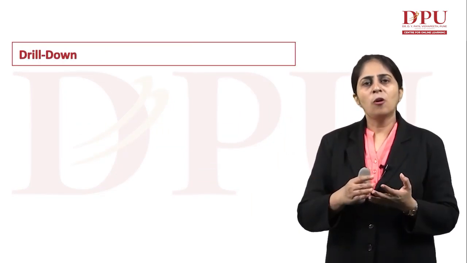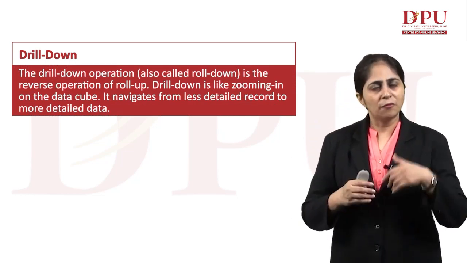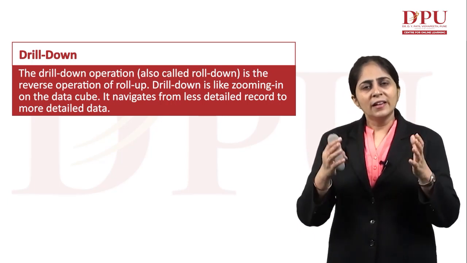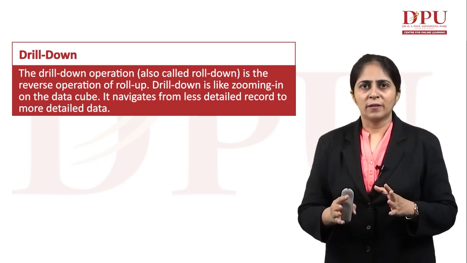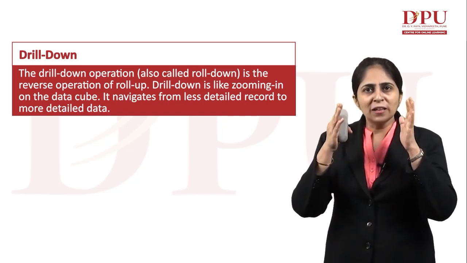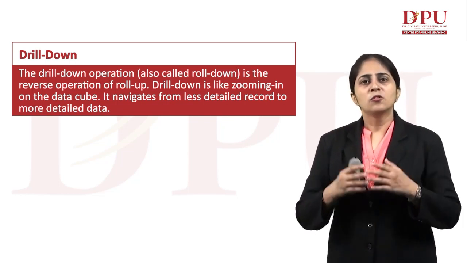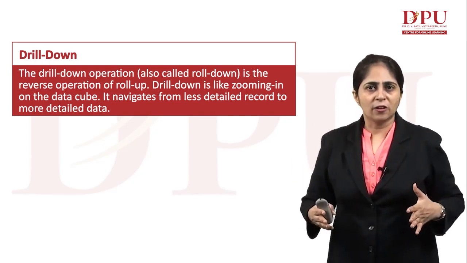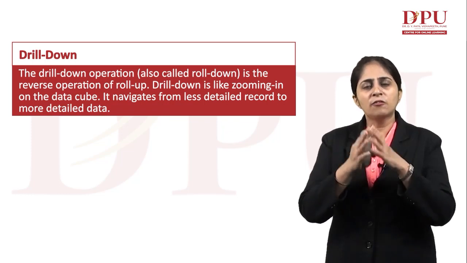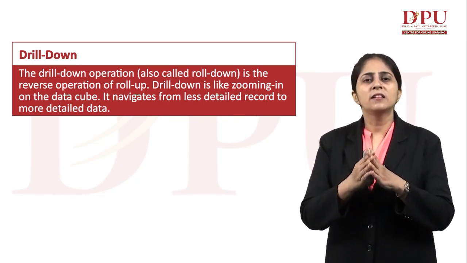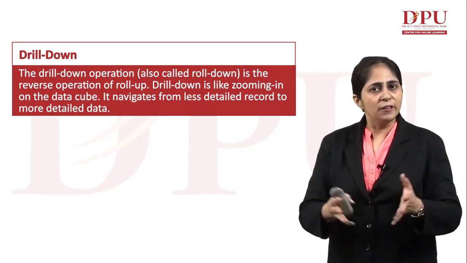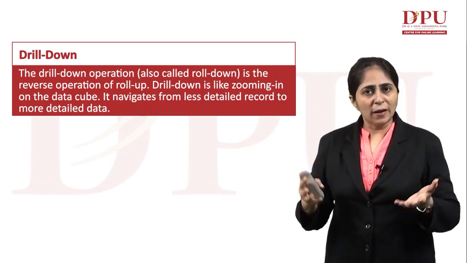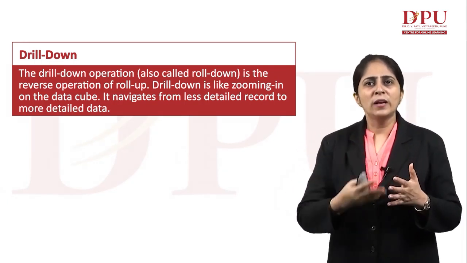Drill down is also known as roll down. The first one that we talked about was roll up. Now we are talking about roll down. It is just the reverse operation of roll up. In drill down, it is like zooming in on the data cube. So it navigates the data from less detailed records to more detailed records. Like if we have analyzed the data for a day, now we want to analyze the data for a particular week, and we want to analyze the data for a particular month. So that is what zooming in is.